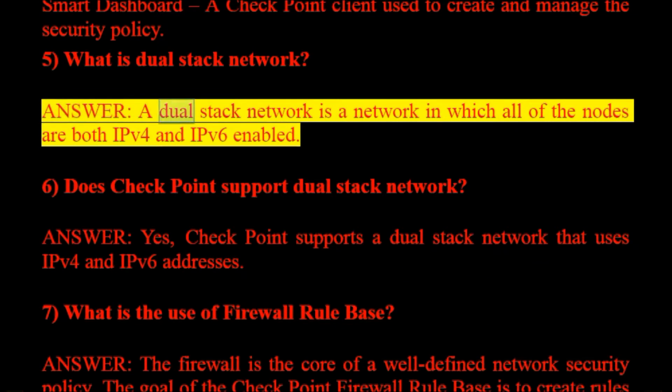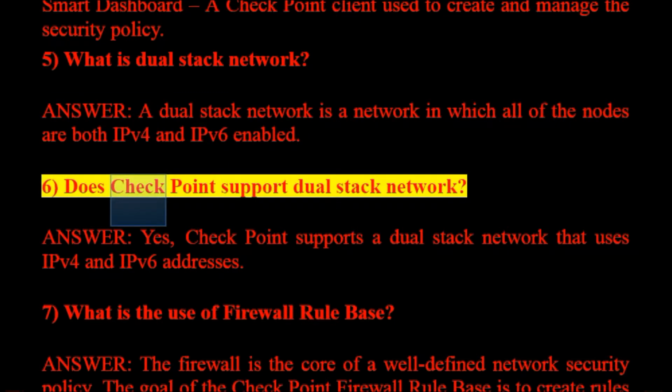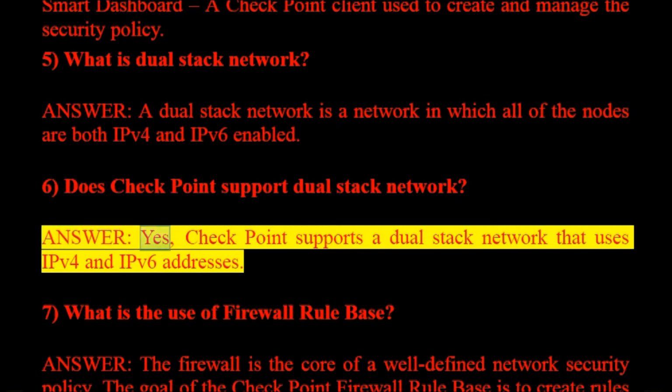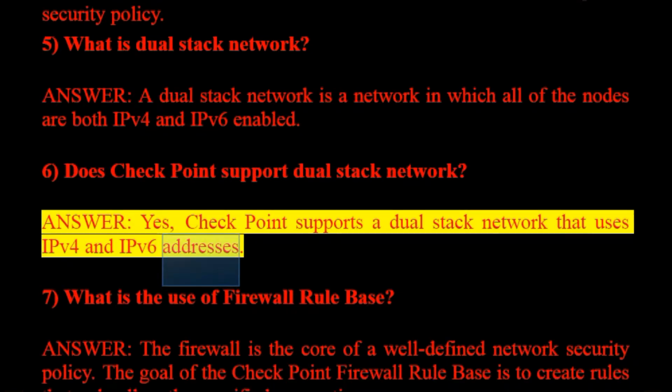Answer: A dual stack network is a network in which all of the nodes are both IPv4 and IPv6 enabled. 6. Does checkpoint support dual stack network? Answer: Yes, checkpoint supports a dual stack network that uses IPv4 and IPv6 addresses.